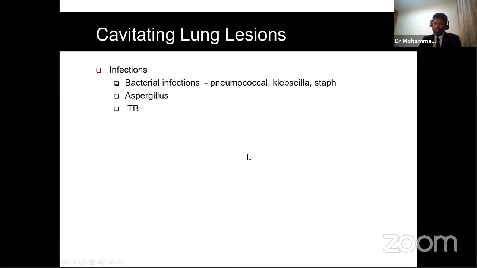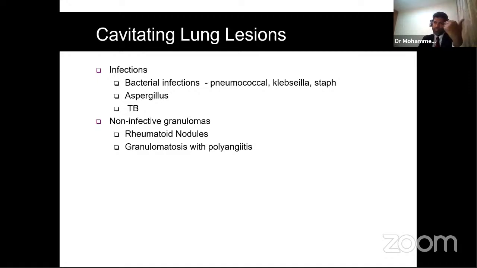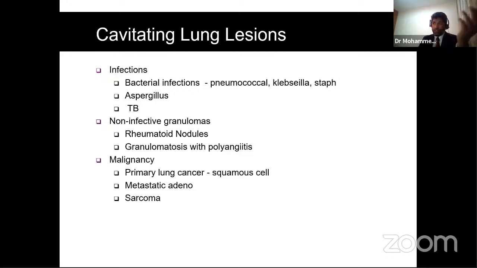Cavitating lung lesions. What is the differential for cavitating lung lesions? Again, infection, inflammation, cancer. We're talking about infection, bacterial infections, aspergillus, TB, non-infective, which could be related to inflammatory conditions. It could be malignant conditions giving rise to cavitating lung lesions. There is no way on imaging we can comfortably say which of these it is. Sometimes previous imaging would be helpful.